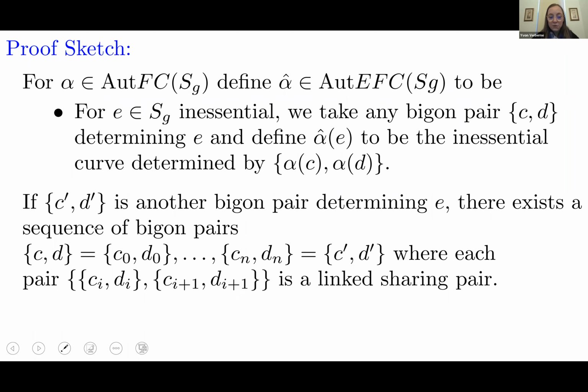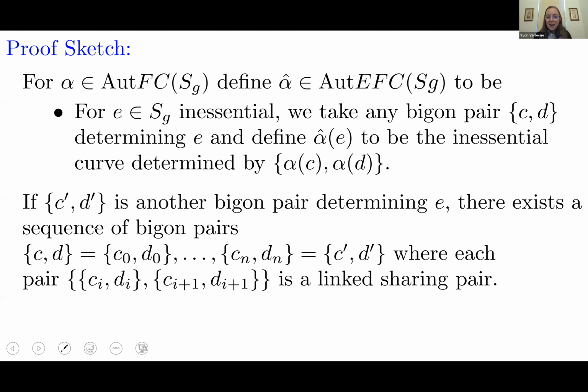So let us suppose that C prime and D prime is a different Bigon pair determining the same inessential curve. What we're able to do is find a sequence of linked sharing pairs. In particular, I'm going to take C0D1, C0D0, and C1D1, which will form a linked sharing pair. And then I'll find a different linked sharing pair where I take C1D1 with C2D2 and form another linked sharing pair.